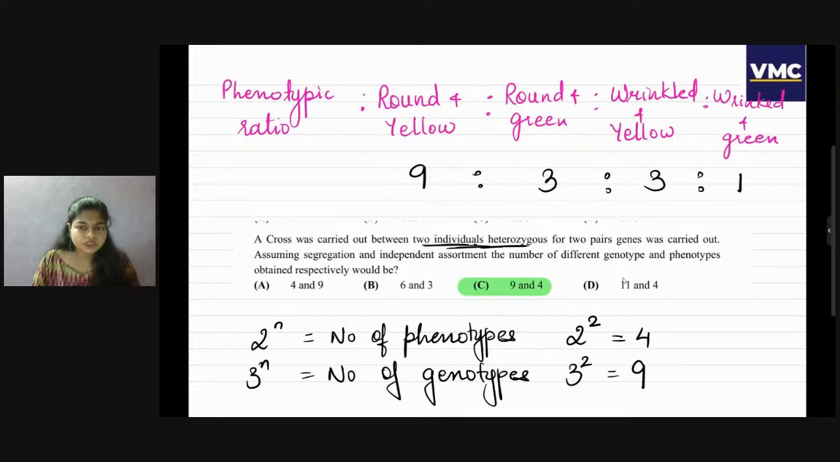So such types of questions can come in this. Also they can ask you how many round and green were obtained. So there were 3 round and green. How many wrinkled green can be obtained? That was 1.